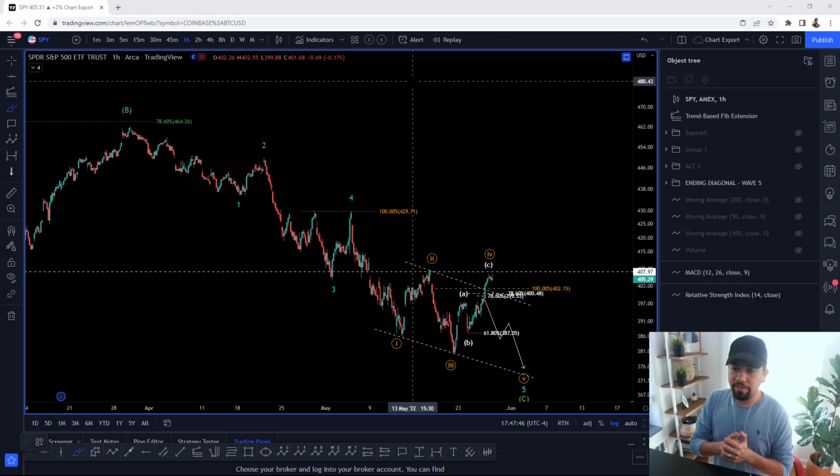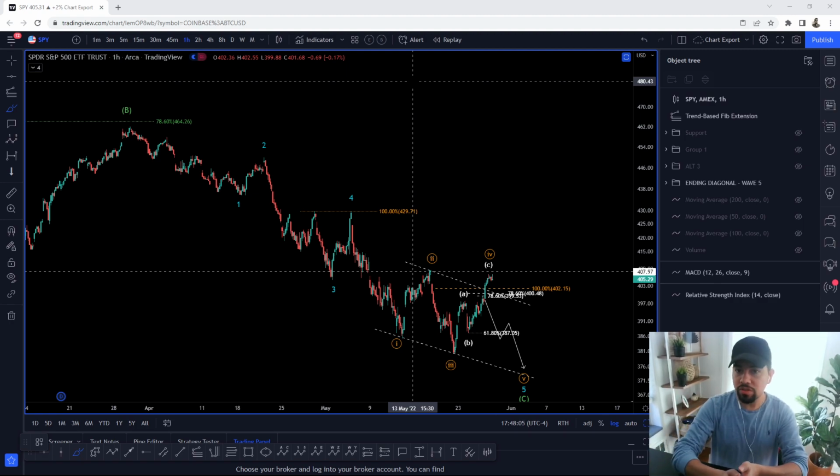Now, we're looking for the 402.15 mark to hold as resistance in this count, for the markets to then roll over in another three waves to the wave five and then ending diagonal. Now, it did not play out like that. I told you guys that this was a possibility, but we were also tracking an alternate count.